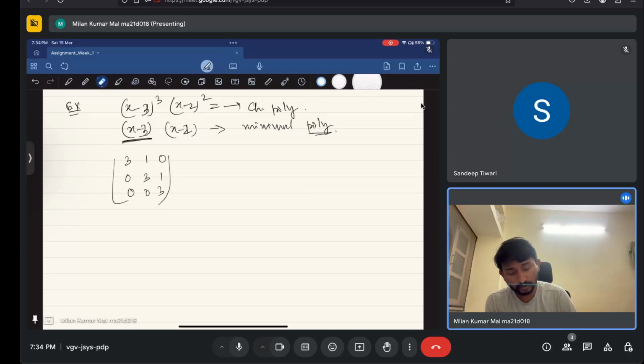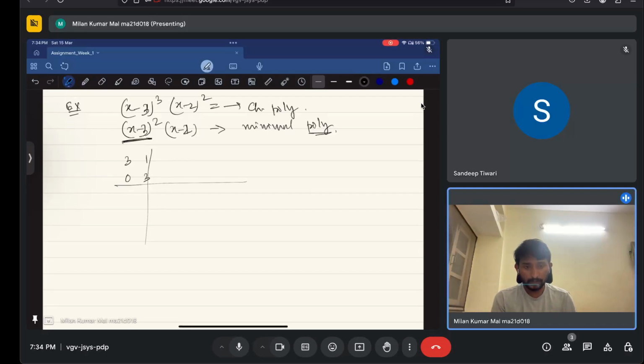Just to give an example, I'm writing 3, but here I'm writing 2. So this is the first block, it will be there. All other block orders will be less than or equal to that order. Less than or equal to, so it can be equal.